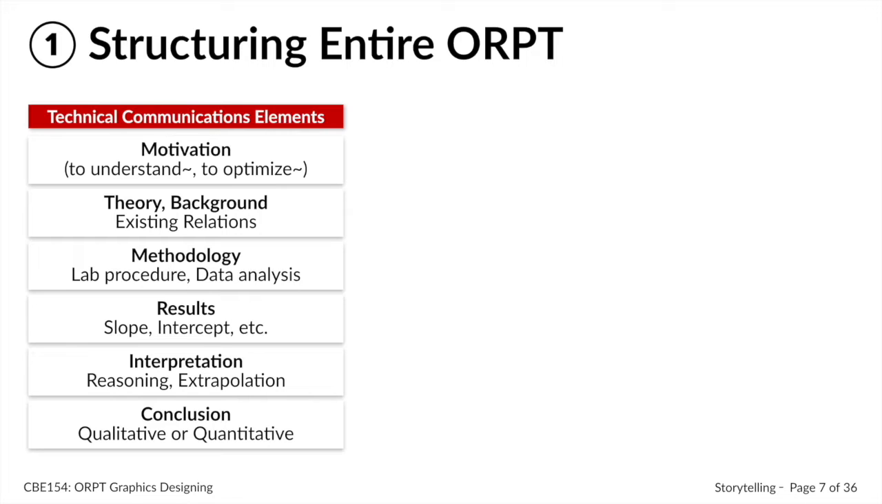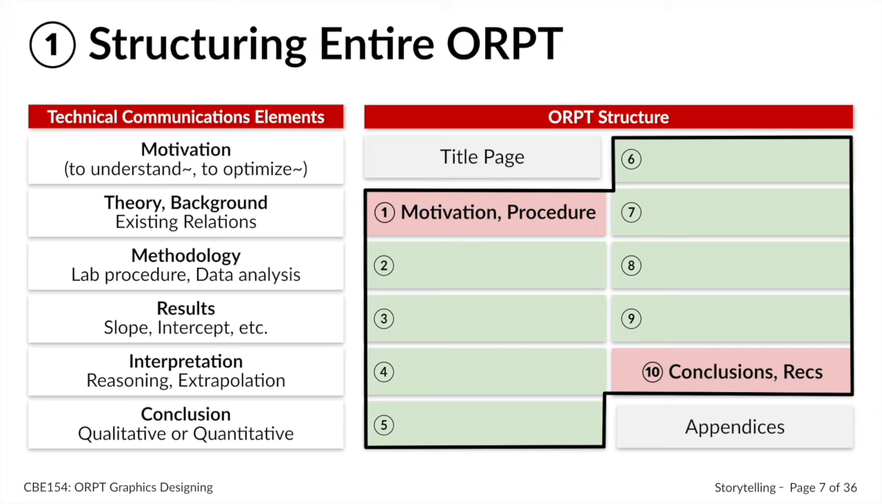And using all these oral technical communication elements, you can build an entire oral report. The following is the oral report structure, where you have 10 slides to go through all of the elements on the left. What I like to do is to talk about my motivations and experimental procedure on the first slide, and talk about my conclusions and experimental extensions on the last slide. Using the middle 8 slides, I talk about the results and my interpretation of the data in a very cohesive manner.